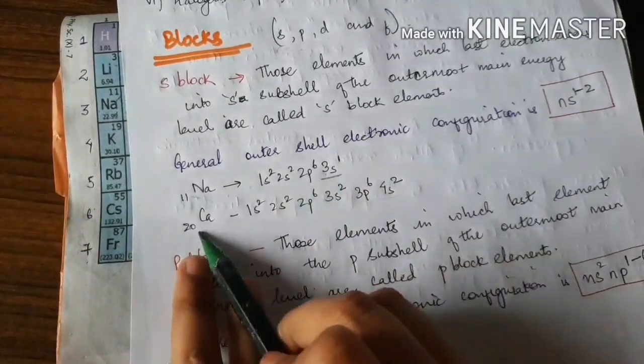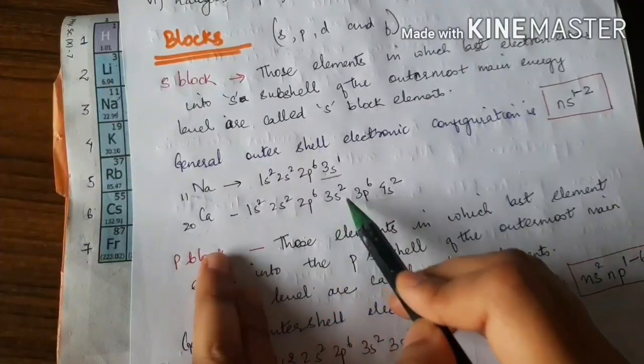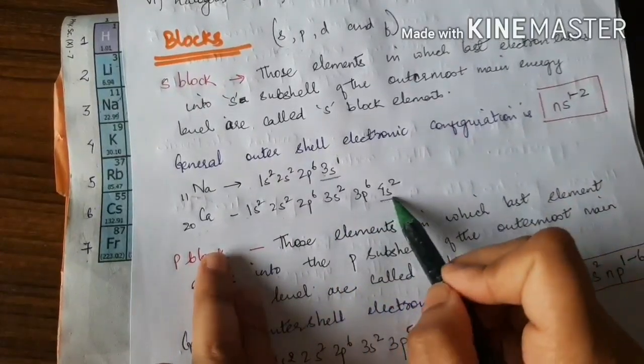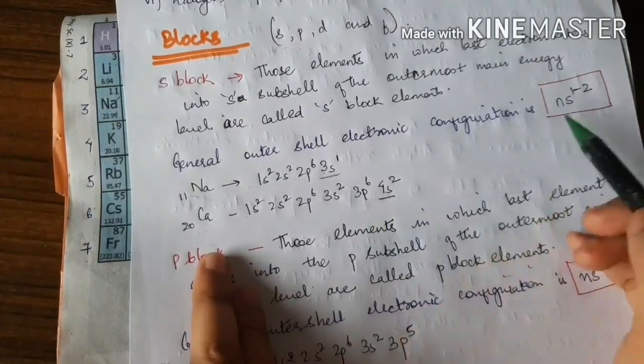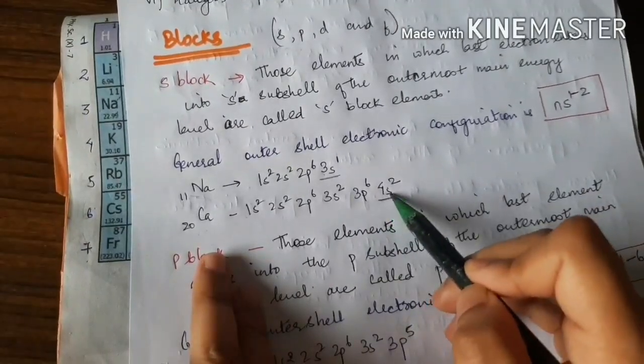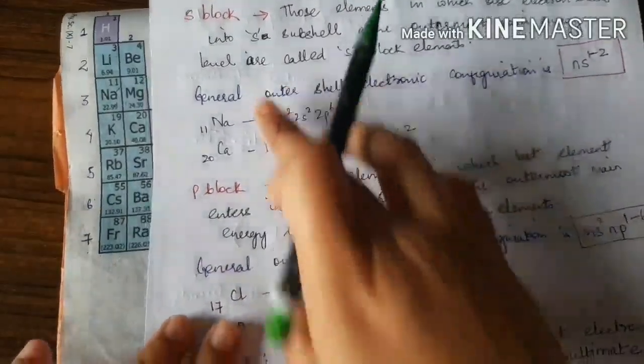Then calcium. If you find out, atomic number 20, it will be like this: 1s2, 2s2, 2p6, 3s2, 3p6, and have a look at the last one. The last electron enters the S subshell, and the value of n out here is 4s2. So 1 or 2. Got it? This is the S block.